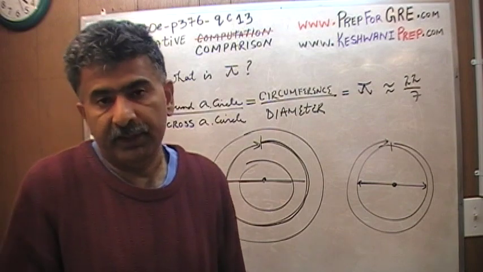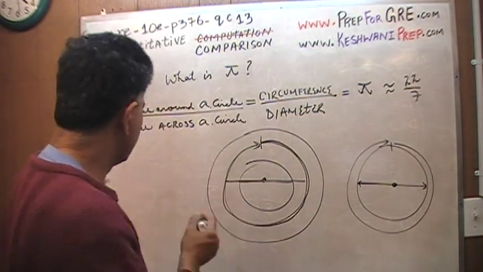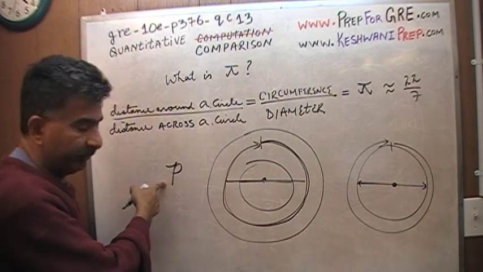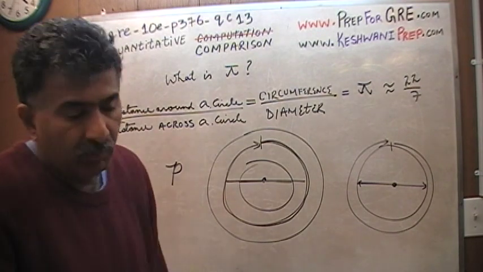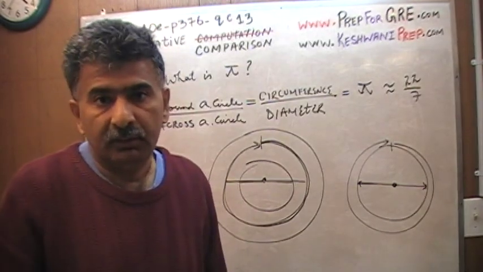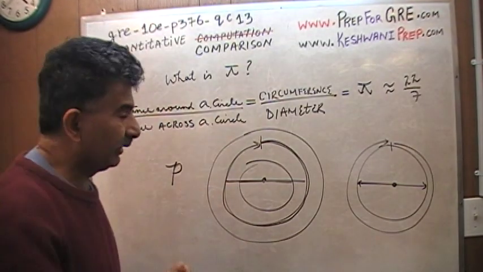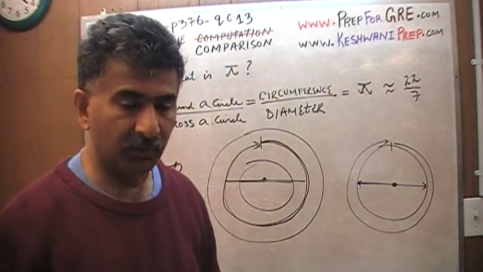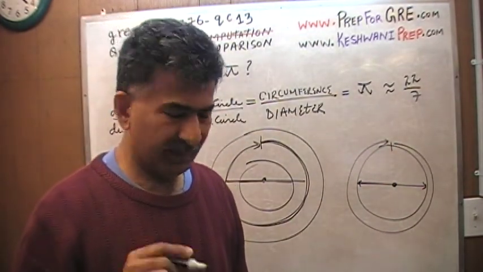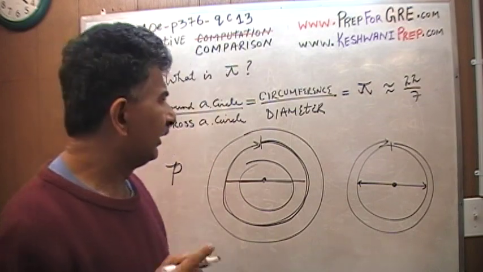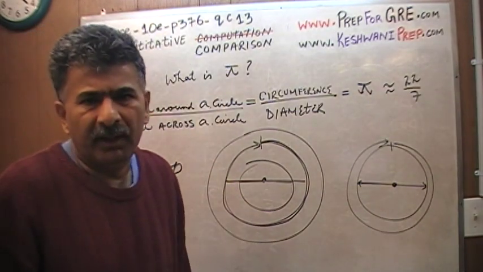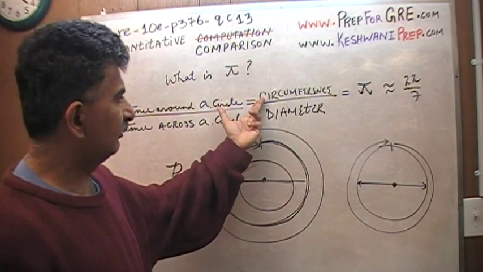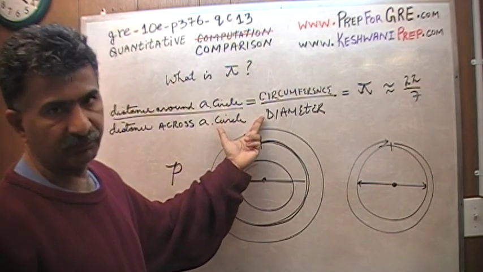Why pi? Pi is for the letter P, P for the perimeter, from the Greek alphabet. Actually, the letter pi was not used by the Greek guy. It was used much later on, in the 18th century, by some guy I think named William Jones. But anyway, don't worry about why pi, just the letter we use to represent the concept of the circumference of the circle to the diameter of the circle.